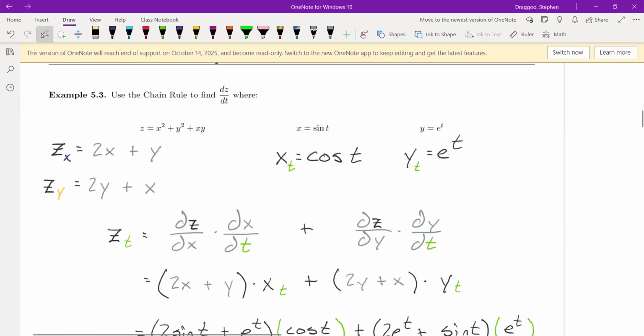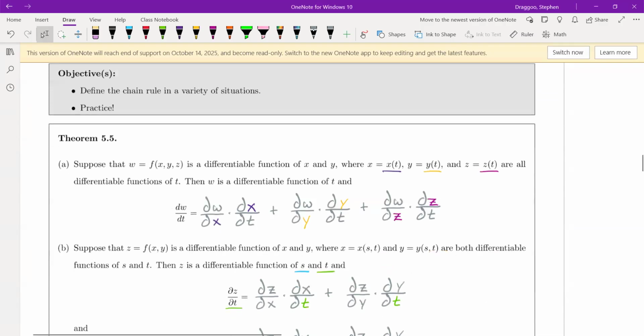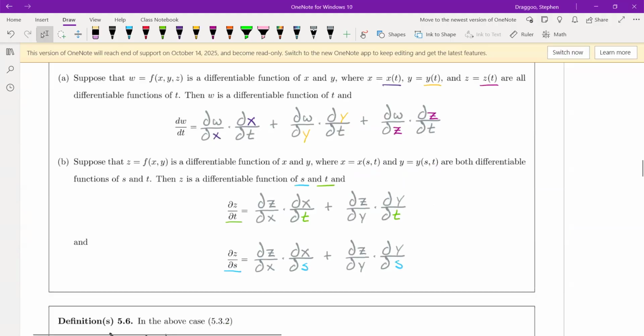So if we maybe skip up ahead to a few of the things we might look at, maybe we'll have some function that has, call it w. Here's one of the imagine ifs we'll look at. Our function might be a function of three different variables. Or we might have our normal z equals f of x and y, but then x and y are functions of variables themselves, being s and t, part that I was just talking about a second ago. So I think the best way to get through this unit is to just do a few examples. So let's go do that.